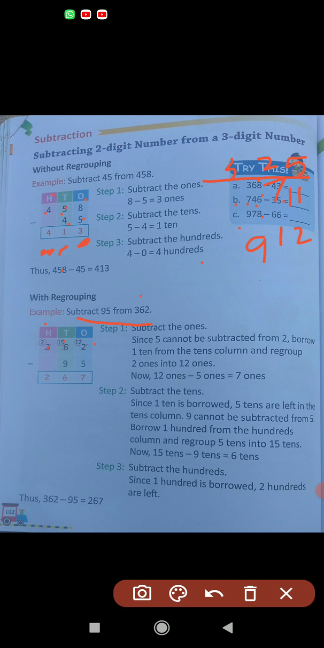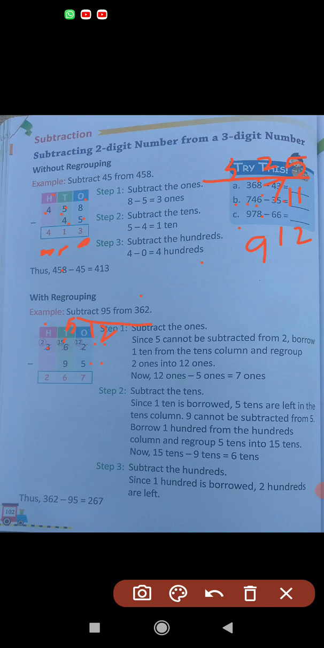362 minus 95. So see, step first is to subtract the 1's place number, and because 2 is less than 5, we can't subtract 5 from 2. So we will have to take one borrow from 10th place. In 10th place, the number is 6. When we take one borrow from 6, this 6 converted into 5, and this 2 converted into 12.